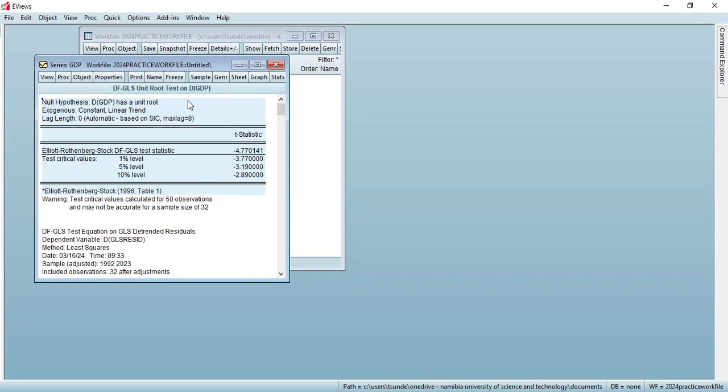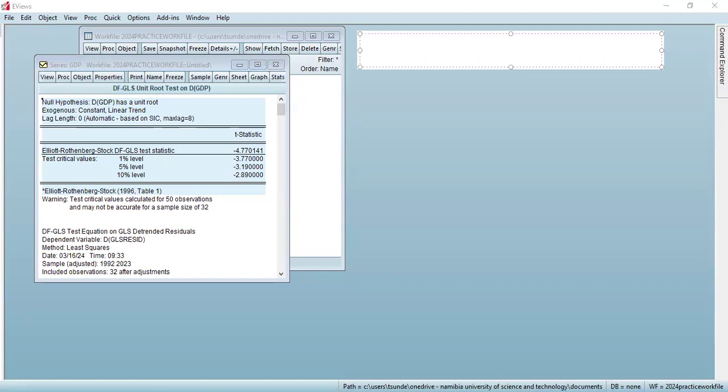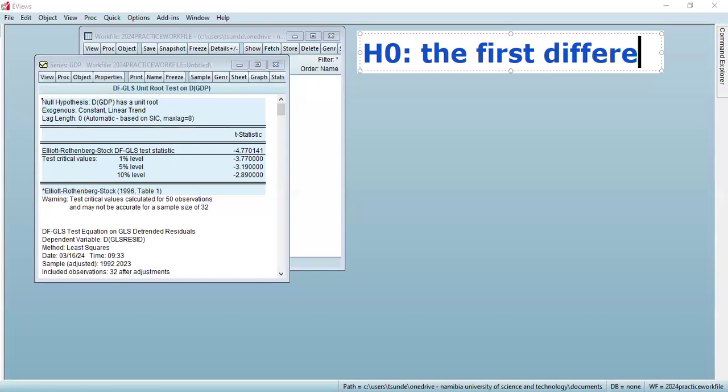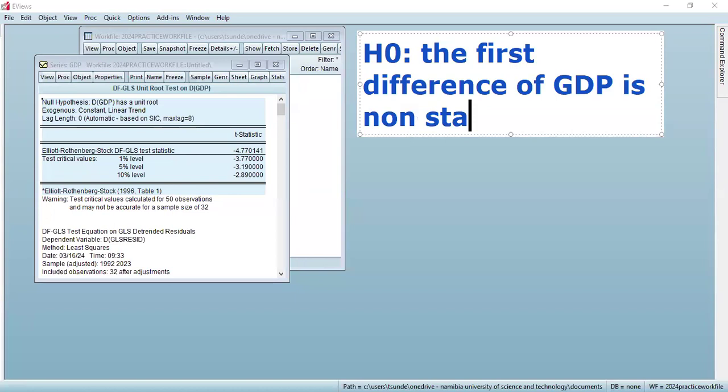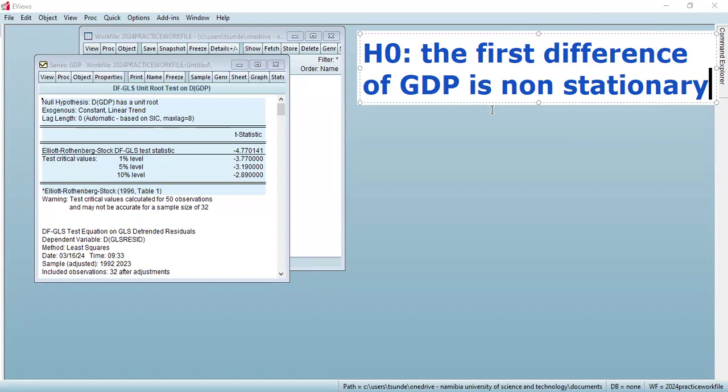So let me put our hypothesis here, H0. We are saying the first difference of GDP is non-stationary. That's what we are saying. The first difference of GDP is non-stationary, or the first difference of GDP is a unit root. It's one and the same thing, right? So the alternative hypothesis is saying that the first difference of GDP is stationary. So in making our decision, let's look at this.